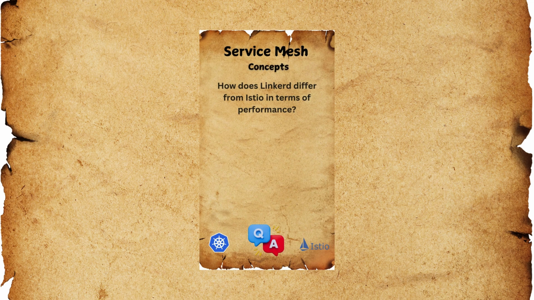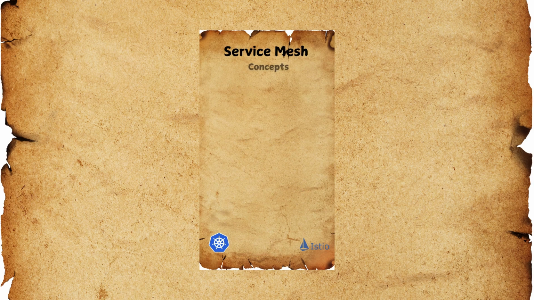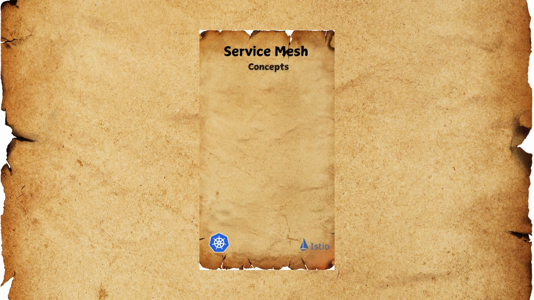How does Linkerd differ from Istio in terms of performance? Linkerd focuses on lightweight performance with minimal resource overhead, while Istio offers more features but is considered heavier in terms of complexity and resource usage. Describe how observability is integrated in Linkerd. Linkerd provides out-of-the-box observability, offering real-time metrics, distributed tracing, and request logs through integrations with Prometheus and Grafana. How can circuit breaking be implemented in a service mesh?